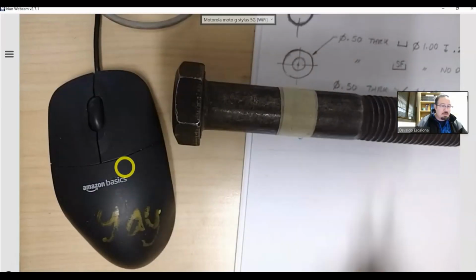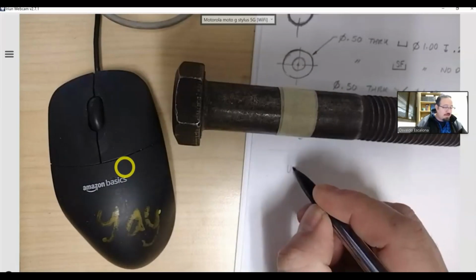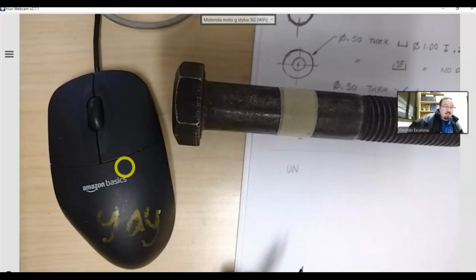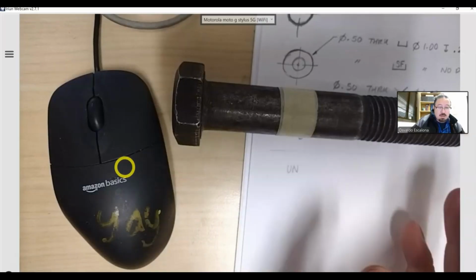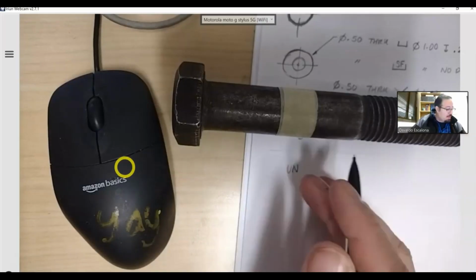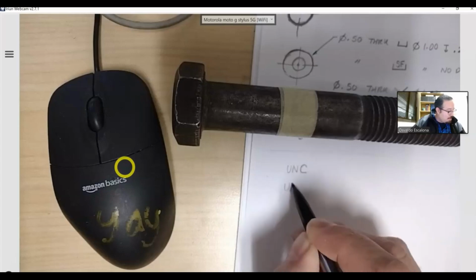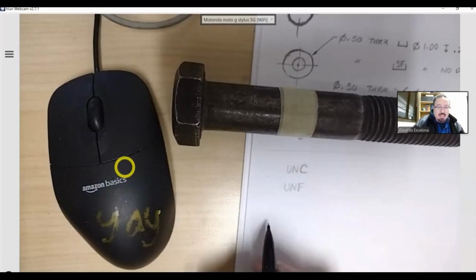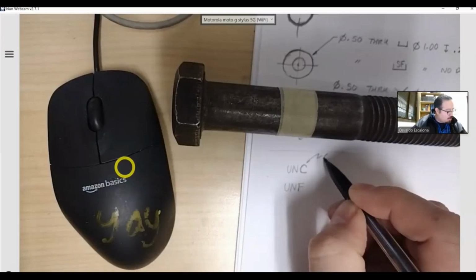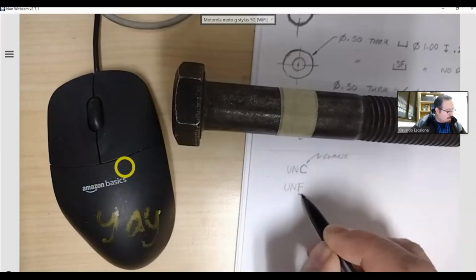Well, first of all, every time you go to a hardware store, it's going to have the UN. When you're looking for the whole callout and finding the right bolt, you will see that UN is most likely the one you will find all the time. Then after the UN you're going to have a letter. You're going to say UNC, or you might have UNF. The C stands for coarse, and the F stands for fine.